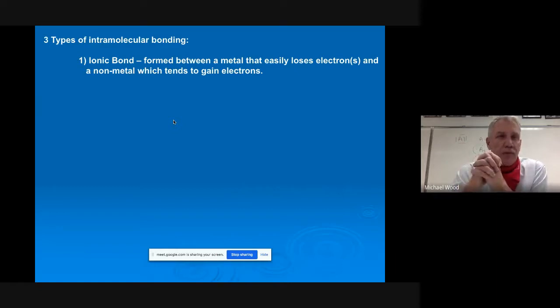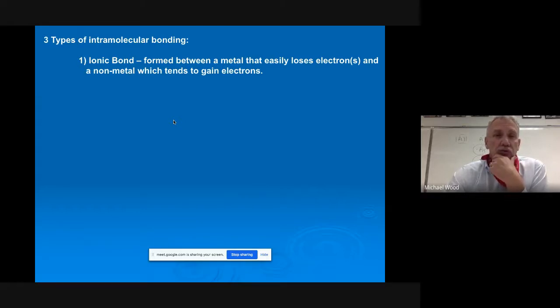So an ionic bond for us in AP Chem will be when a metal combines with a non-metal. When a metal combines with a non-metal, it's going to be an ionic bond. And this is going to be a really strong kind of bond, formed between a metal that easily loses electrons and a non-metal which tends to gain electrons.